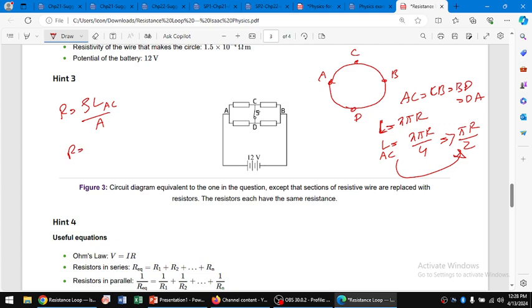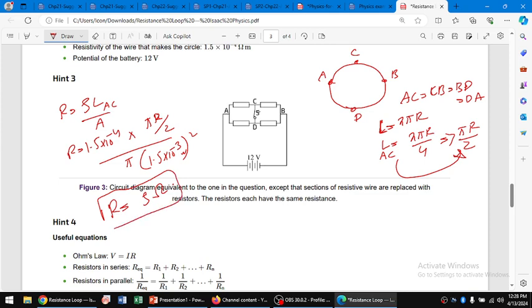So the resistivity is given as 1.5 times 10 to the power minus 4, the length AC is pi r over 2, divided by the area, 3 pi r square, where r is small r, 1.5 times 10 to the power minus 3 meter square. And we solve, and in this case we get the answer 5 ohm. So the resistance is 5 ohm.